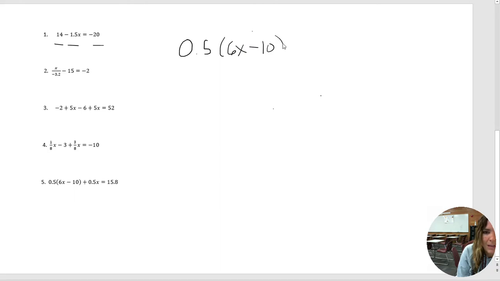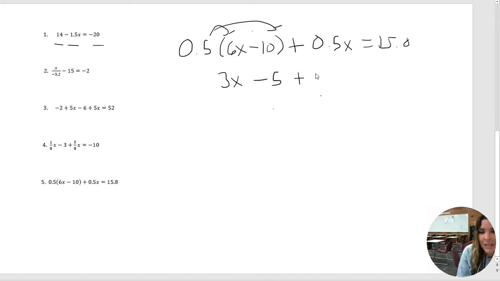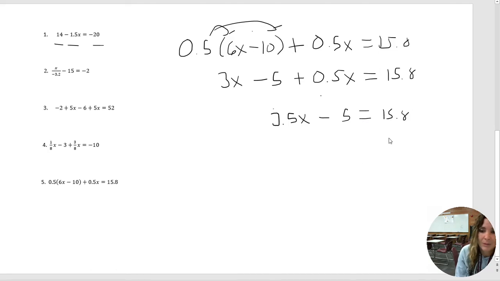So we're going to simplify first, and then we are going to solve. Okay, so we distribute here, and a 0.5 times 6 is going to be a 3x, and then a 0.5 times a negative 10 is going to be a negative 5, and then we have a plus 0.5x equal to 15.8. So we can still continue to simplify this because the 3x and the 0.5x combine to make a 3.5x. And then we still have our negative 5 equals 15.8.